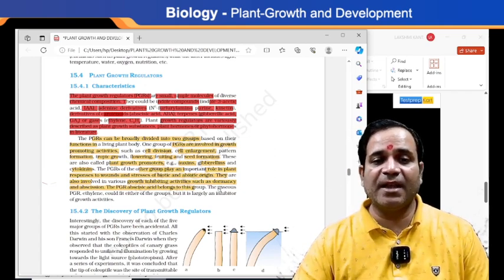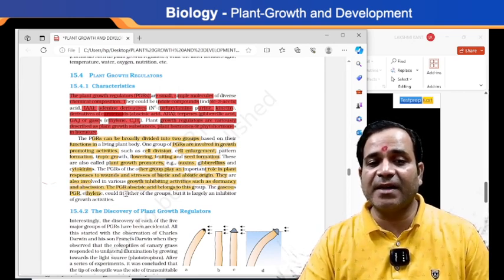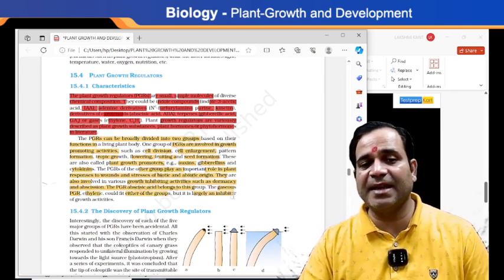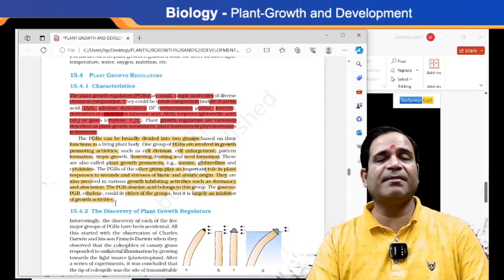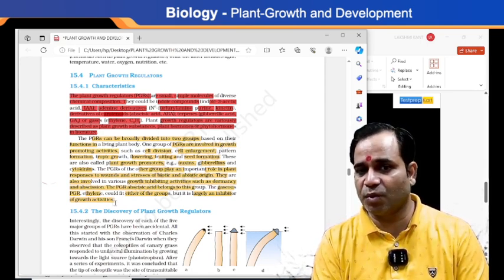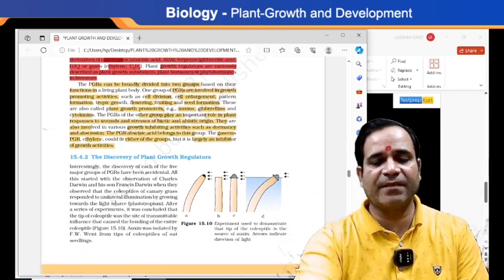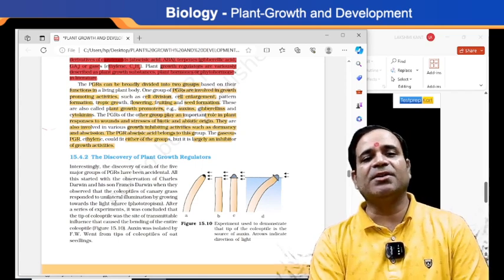Now see, the gaseous PGR, ethylene, could fit either for growth, but it is largely an inhibitor of growth activities, mainly ethylene and abscisic acid. These two hormones are growth inhibitor hormones. Correct?